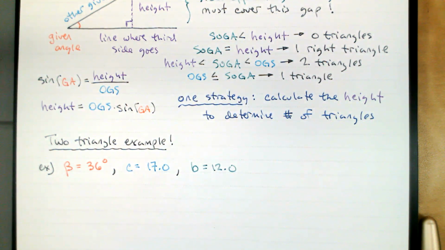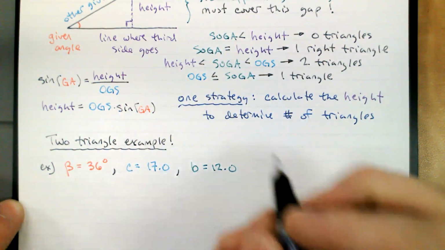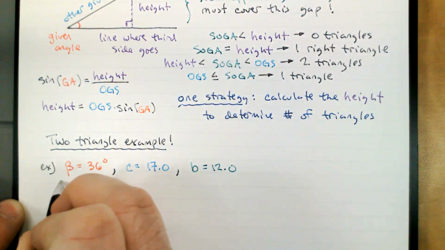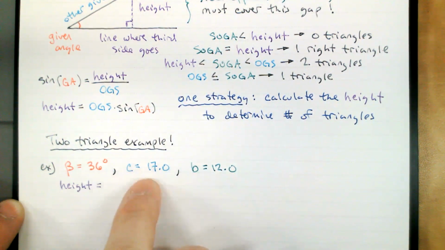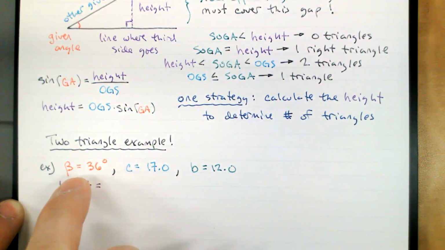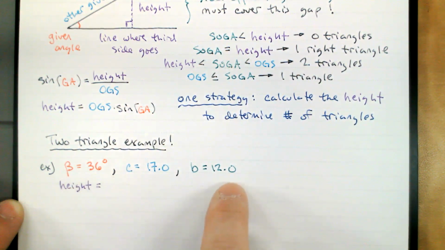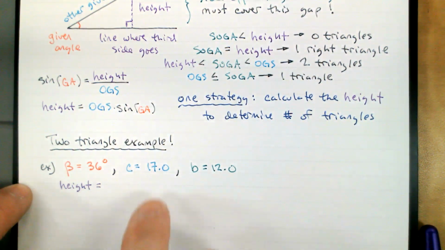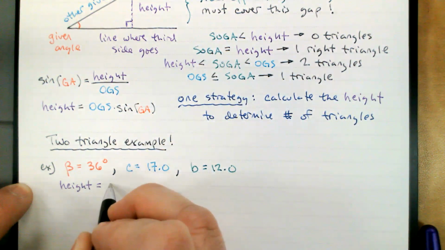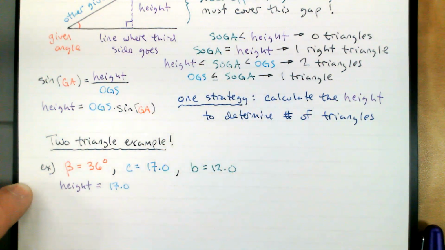So one strategy is to say, I want to know stuff. I don't want to just go into this blindly. I'm going to calculate the height so that I can see how many triangles we have. So I'm going to employ the strategy of calculate the height. So the height, got to make sure that I get the other given side and the given angle. I don't want to use 12 sine 36 because 12 is opposite the 36. So the height is going to be the other given side times the sine of the given angle.